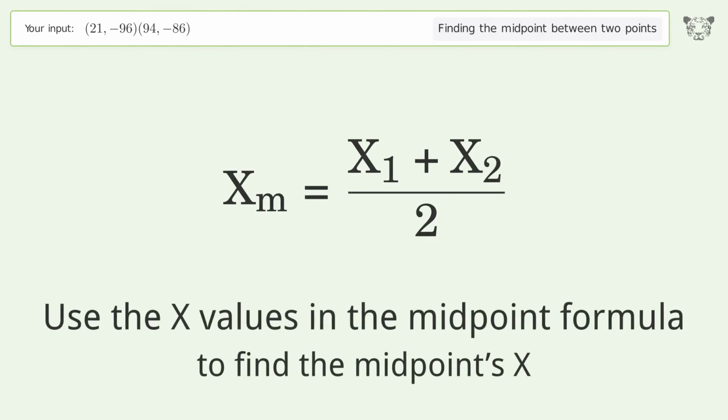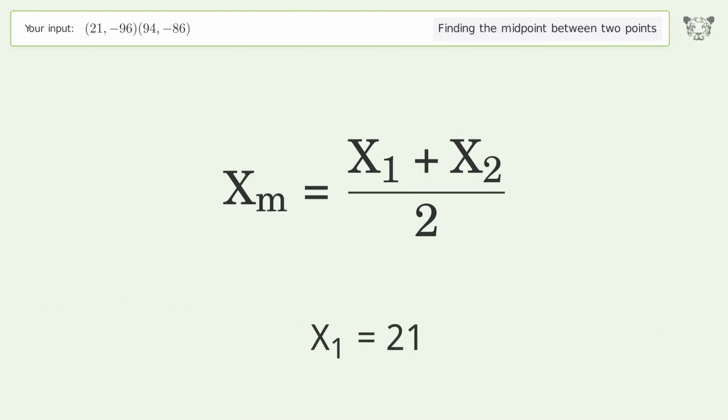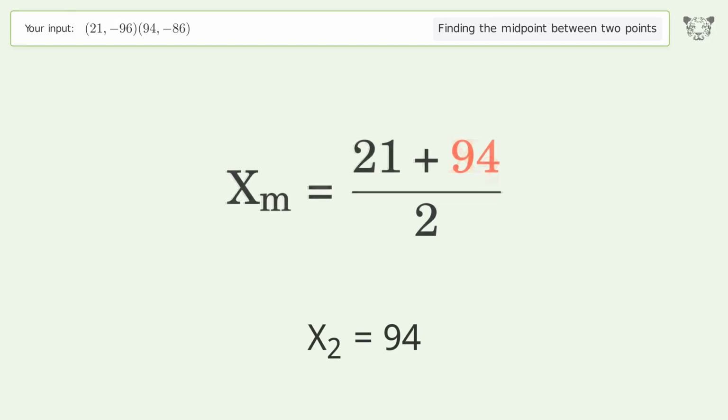Use the x values in the midpoint formula to find the midpoint's x. x1 equals 21. x2 equals 94. Simplify the arithmetic.